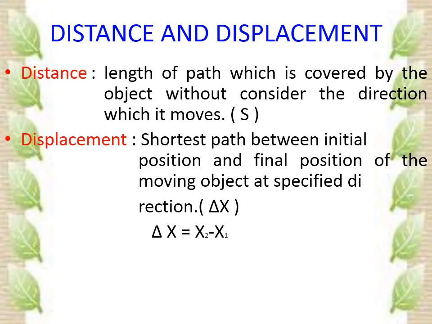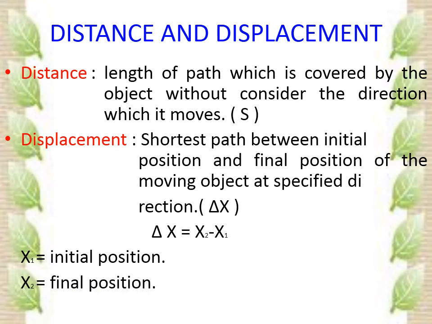And the definition for displacement is the shortest path between the initial position and final position of the moving object in a specific direction. Displacement is given by symbol delta x. That delta x is x2 minus x1. That x1 is the initial position, or from the figure we can set it as the start point, and x2 is the final position. And this is the end position.